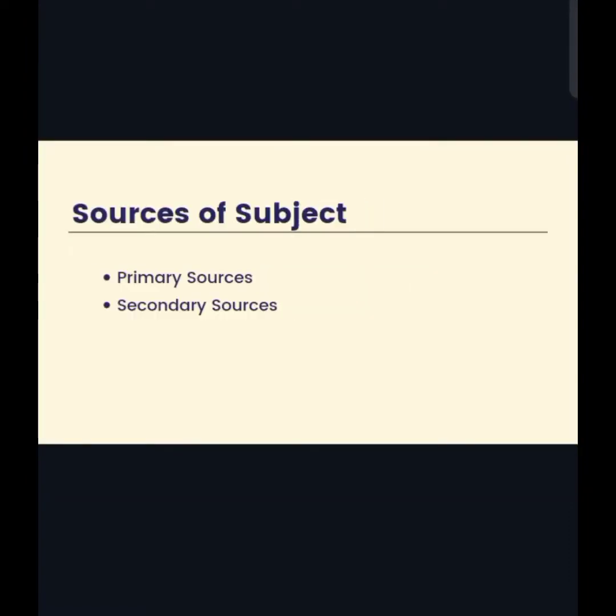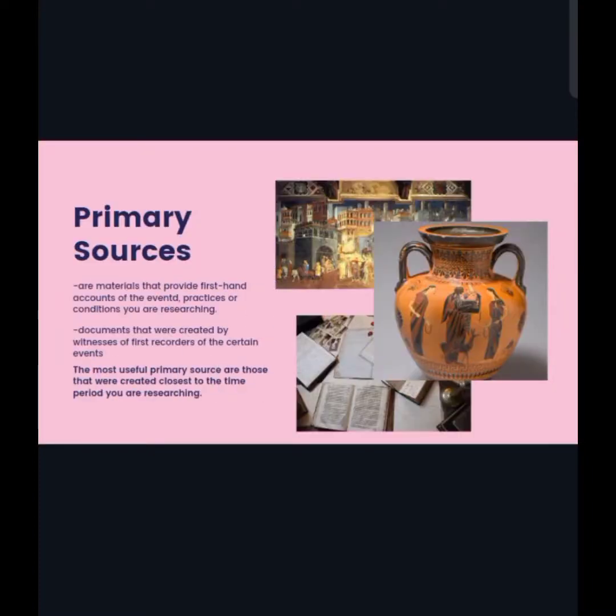Next, we have the sources of subjects. We have two main types of sources, which are the primary and the secondary sources. First, primary sources. Primary sources are materials that provide first-hand accounts of the event, practices, or condition you are researching. Primary sources are usually considered to be items like personal letters, diaries, and records of the documents created during the period under study. So, documents that were created by witnesses or first recorders of certain events.